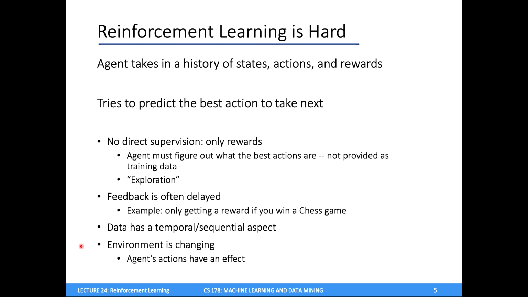Another aspect that makes reinforcement learning hard is that the environment itself is actually changing over time. In particular, the agent's actions often have an effect on the environment. In this chess playing example, the environment might be the state of the board at any particular time, and this changes as the game plays. You are playing against someone when you're playing chess, and so this environment is going to change based on whatever they decide to do. So your agent needs to be able to adapt to changes from the environment that might be unexpected or hard to deal with.